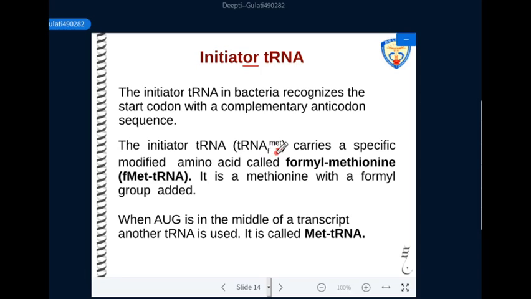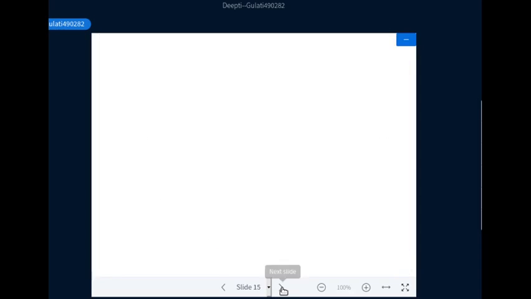And to distinguish it from other tRNAs which are also specific for methionine, this first tRNA molecule has a methionine attached, and that methionine will be formylated. So there is a formyl group added to the methionine, and therefore the tRNA now is charged with a formylmethionine. This tRNA is the initiator tRNA in prokaryotic cells, and that will be taken to the P site.